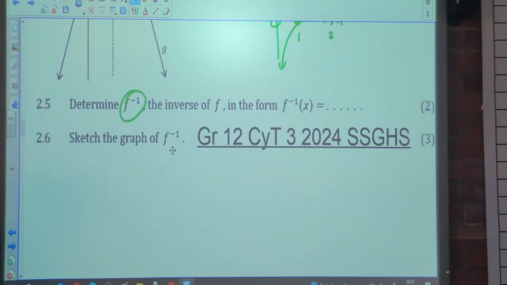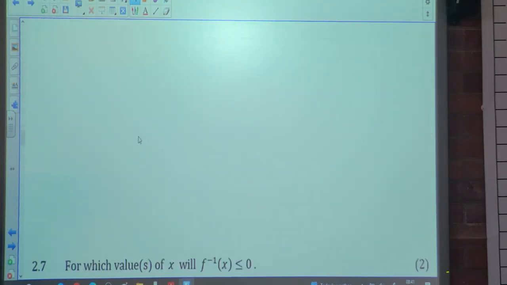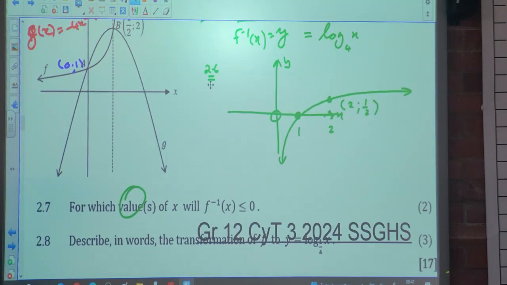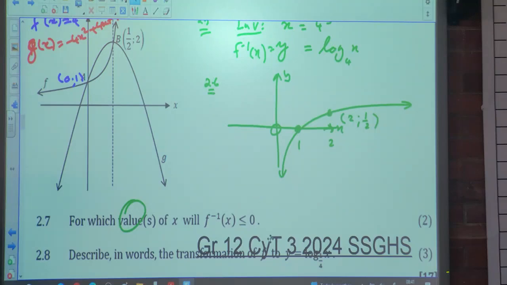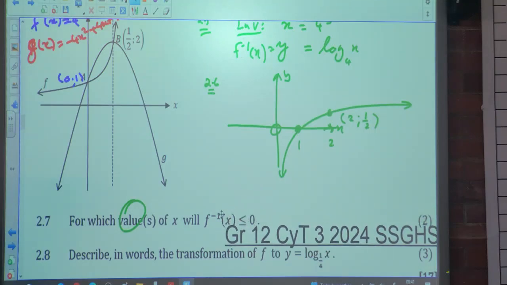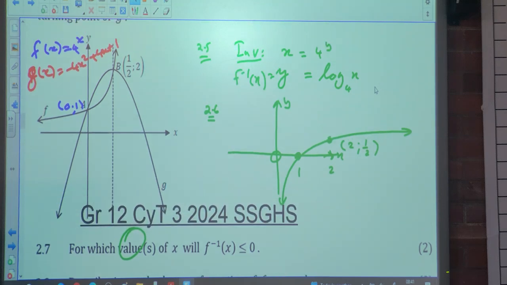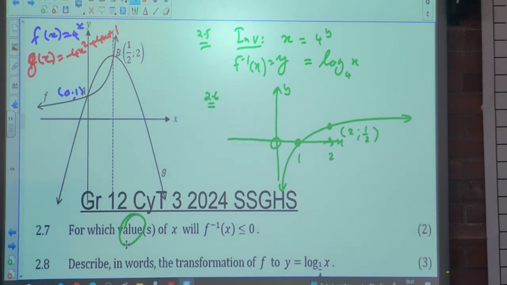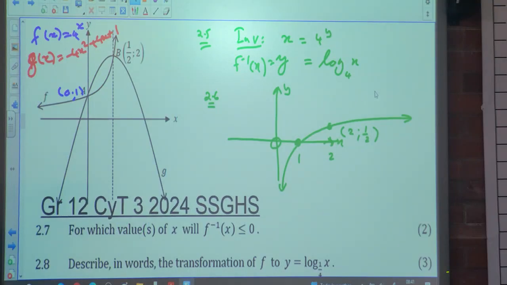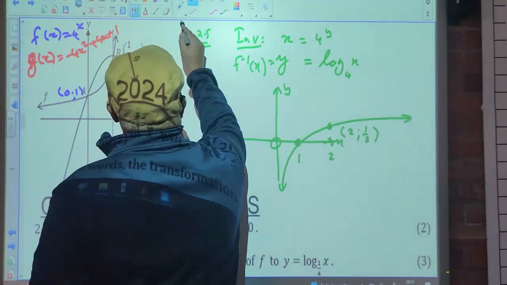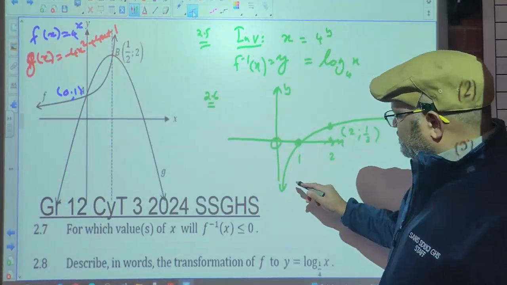Alright, then let's sketch that function we just did. So here now, as you can see, we need the inverse function there, and I need that as well.